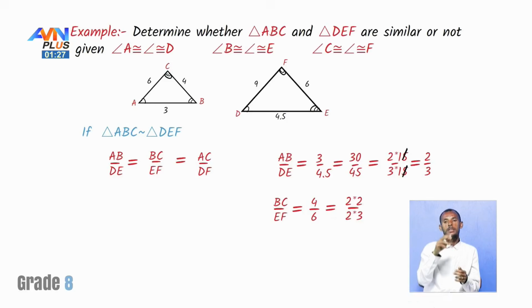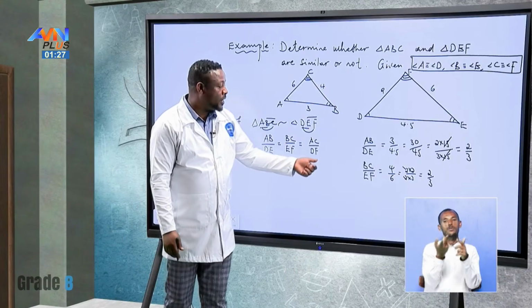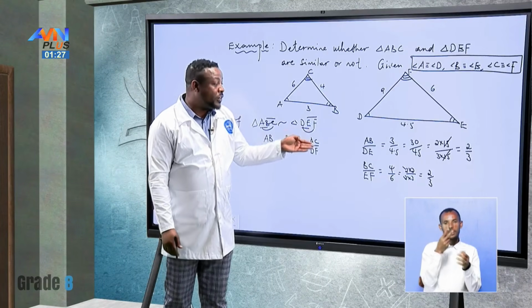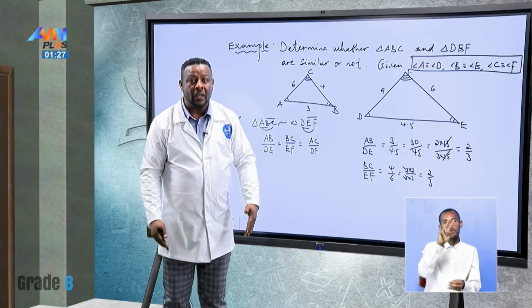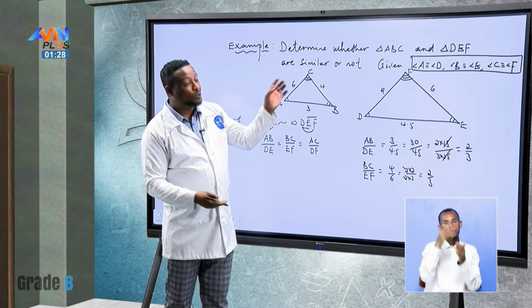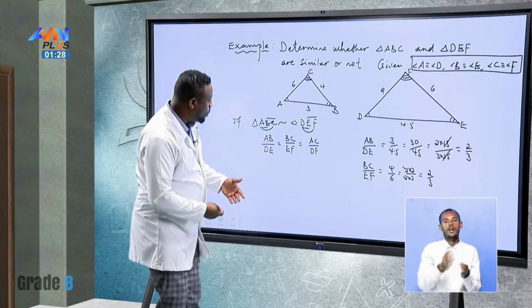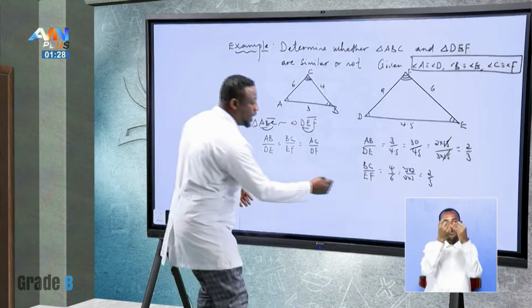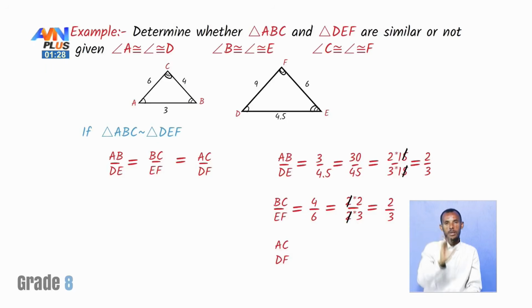So this is 2 over 3. Look, the first two ratios are the same, so we need to check the third ratio. If the third ratio is also the same as 2 over 3, then our conclusion will be the two triangles are similar. So let's see what AC over DF looks like. AC over DF is AC is 6, and DF is 9.